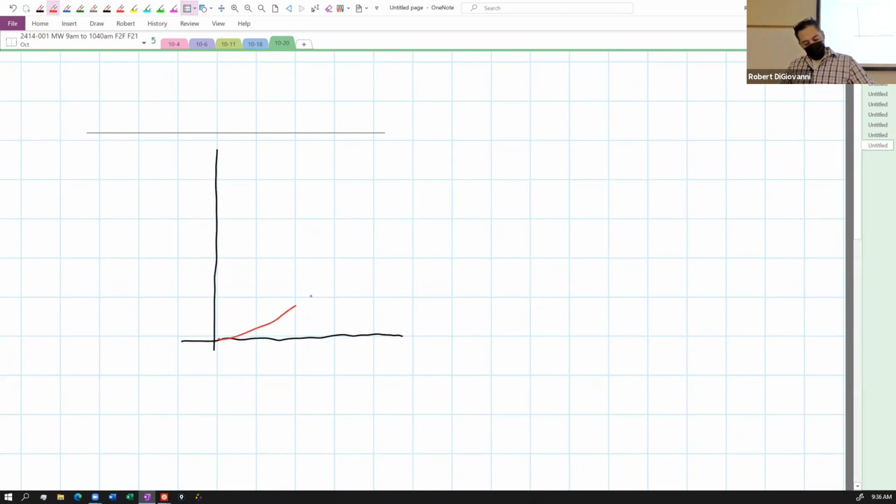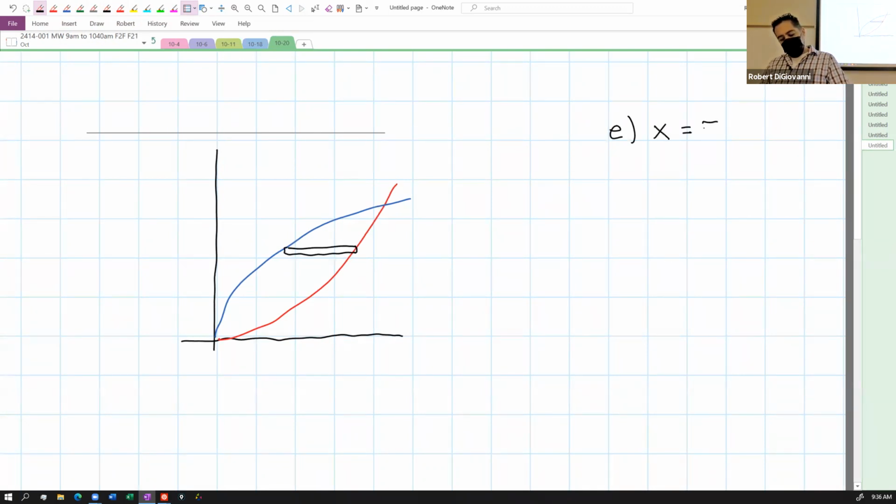Okay, so the red one's here, the blue one's here. Horizontal rectangle. Okay, for what are we on, E? On E, what do we have? X is 5. Okay, X is 5 is over here somewhere, right? And so our axis of rotation is way over here.